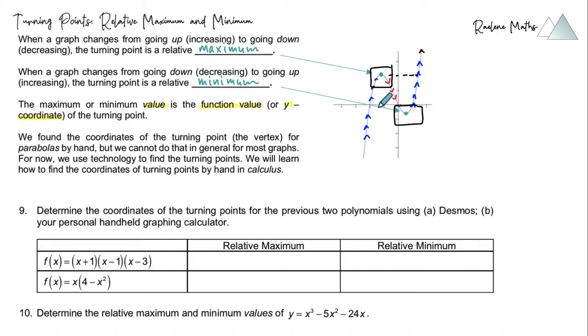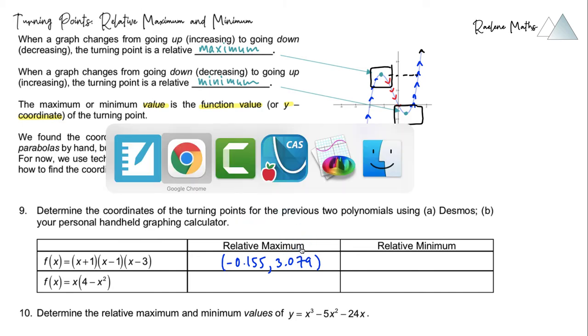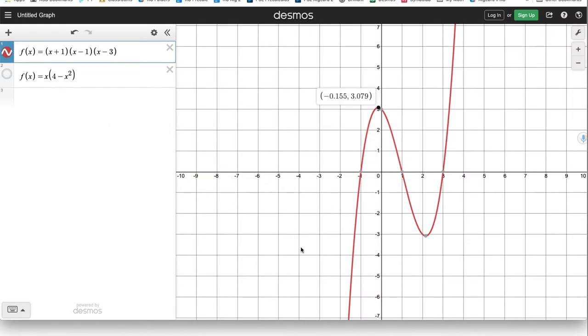So we'll just record that here. The relative maximum, I'll put it in blue because I did it in the blue graph. Negative 0.155, comma, 3.079. And these are approximate because these are not exact decimal values here.